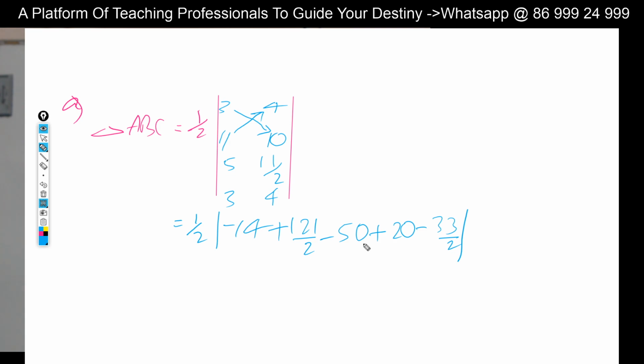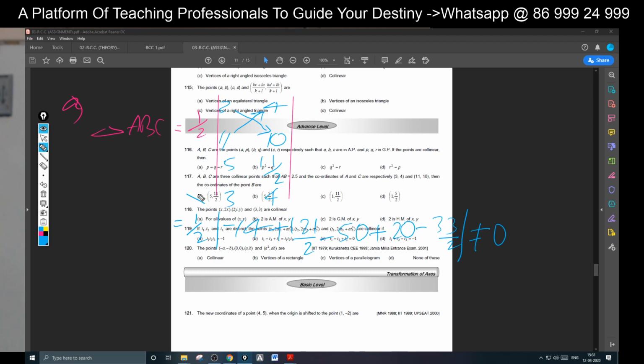Just check. This is plus 6. The positive quantity is more here. Plus 6 means, yes, positive quantity is more here and it is not equal to 0. And hence, it is not the first option. Then you have to go for the second option, third option and fourth option. Then whichever satisfies, that will be the answer.